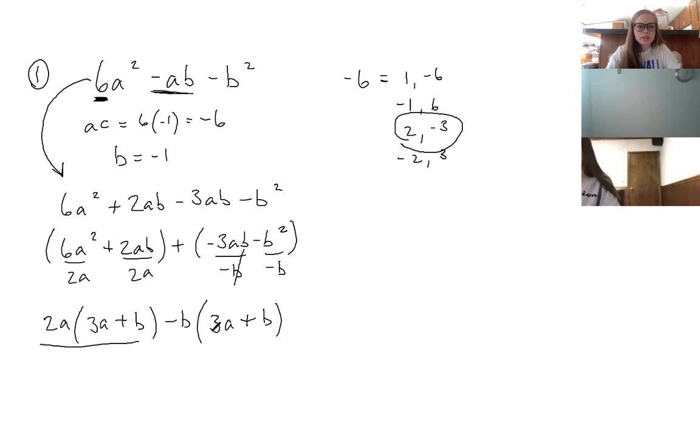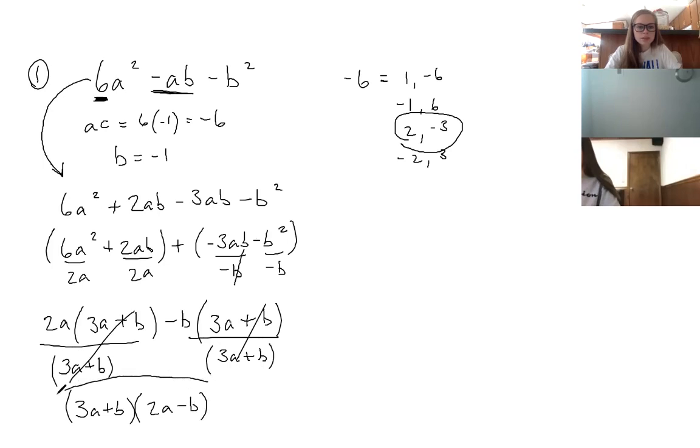Okay. Can I factor anything else out? Yes. I can pull out that 3a plus b. That acts as a factor. So I've got 3a plus b. And what am I left with? 2a minus b. There we go.